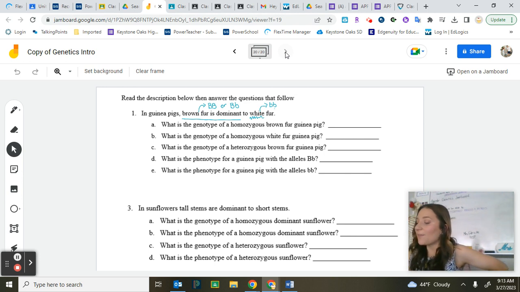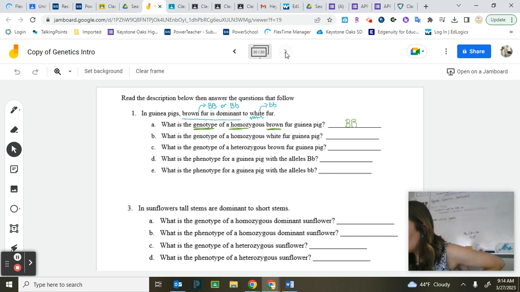So if you guys look at number 1A, it says, what is the genotype of a homozygous brown furred guinea pig? First of all, genotype means genes, means letters, means alleles. So we're thinking the letters of what genes that guinea pig got. When I said homozygous, we know homo means the same. So I need the letters to be the same. And it says that the guinea pig is brown. So we need to look back at our key. The brown fur is dominant. So we're going to be using capital B, or capital B, lowercase b. And since I told you it's homozygous brown, the answer to letter A is capital B, capital B.